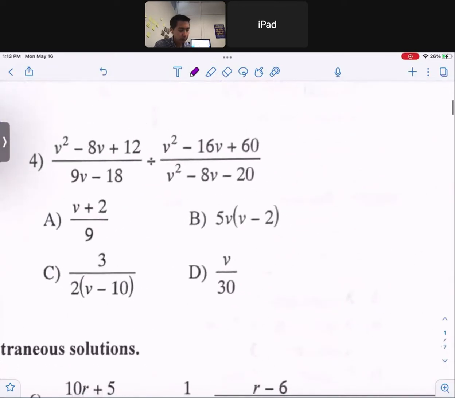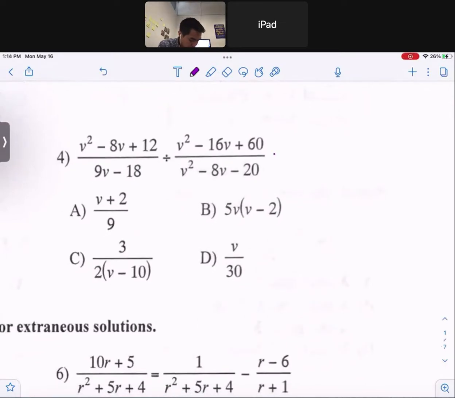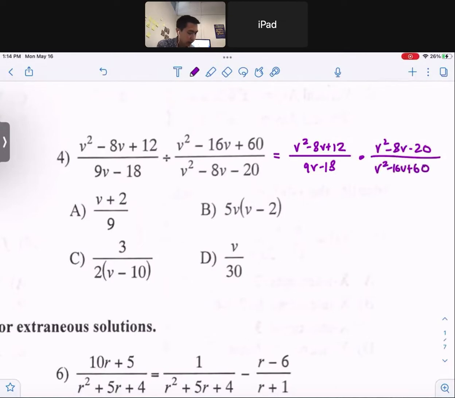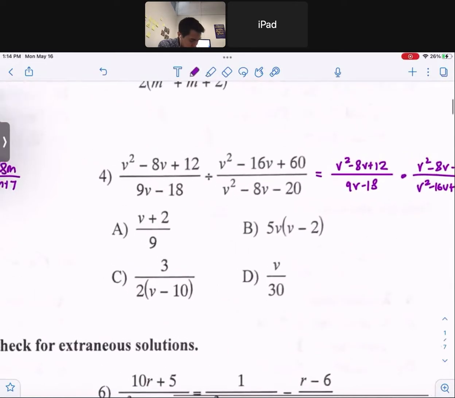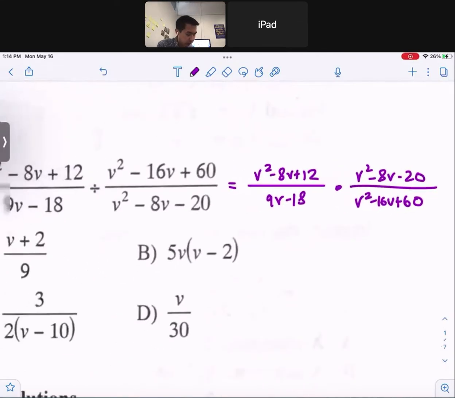Number 4. First of all, there's division, so that means you need to take the reciprocal and flip that whole side. I'm going to rewrite everything, but then we're going to make this multiplication and flip this. So v squared minus 8v minus 20 up top and then v squared minus 16v plus 60 all on the bottom. And now it's time to factor. We gotta factor out everything and cancel everything from top and bottom.